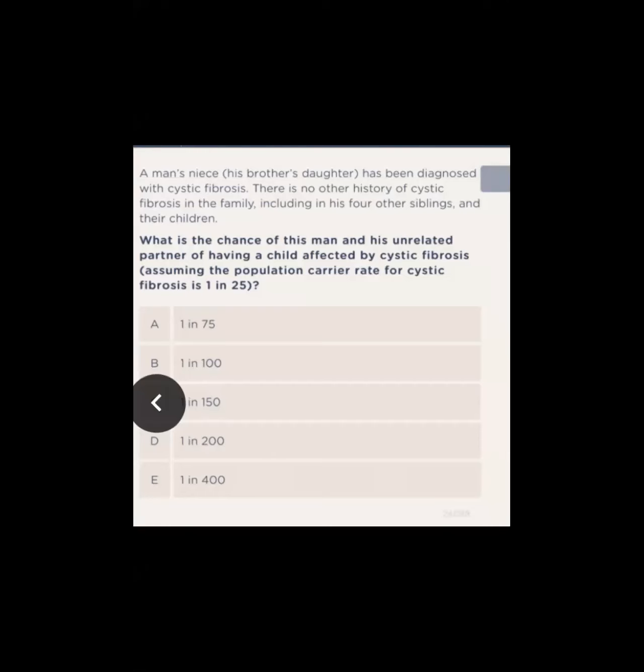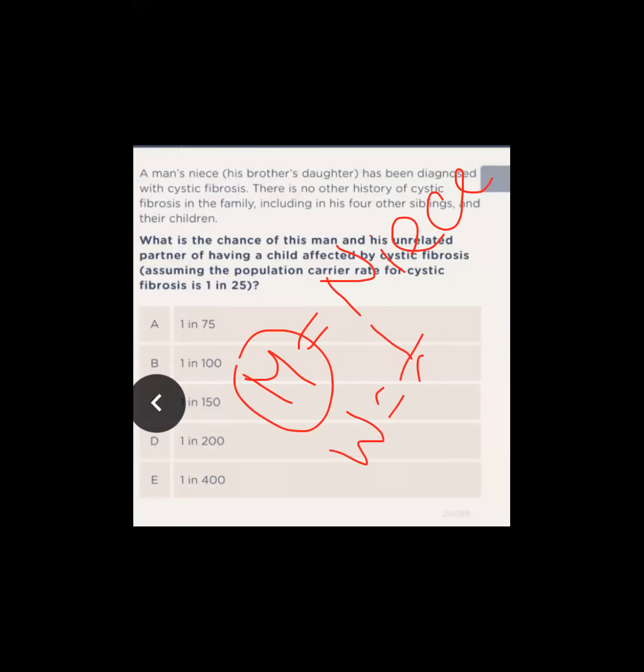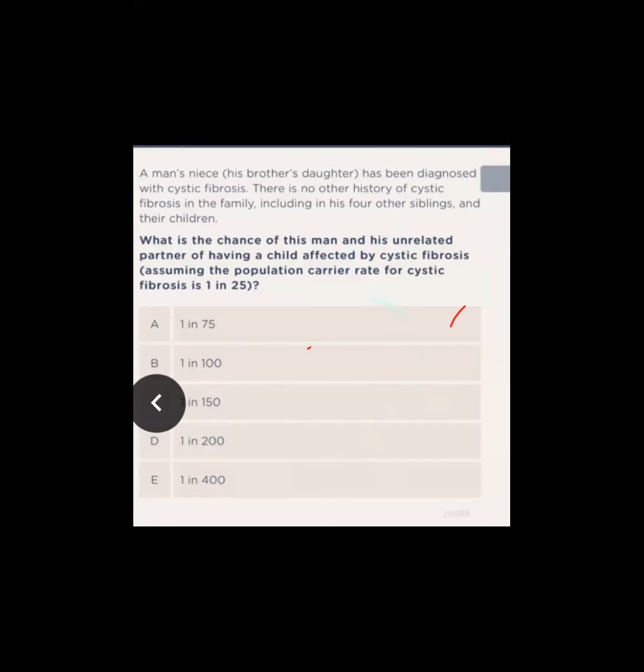So here we have to calculate for a man who has an affected niece. So he is the uncle, and his wife has the population chance, that means a 1/25 chance. So let us calculate this now. See, the man's brother is an obligate carrier because the man's brother has an affected child. So this man's brother is an obligate carrier.